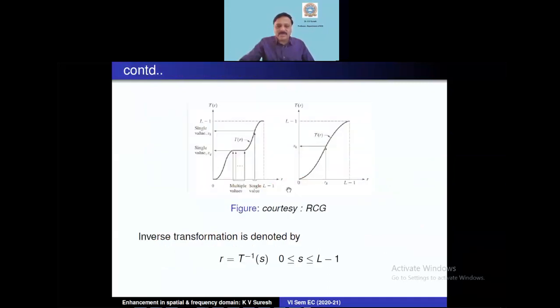The difference between these two is this is called strictly monotonically increasing. That means in all the places the slope is positive only, whereas in this case we say it is a monotonically increasing function, not a strictly monotonically increasing function. The reason is that in this range the transformation function is constant. That means the slope is 0 here. So positive slope, 0 here, positive slope, whereas here all through it is positive. So that is the difference between a strictly monotonically increasing function and a monotonically increasing function.